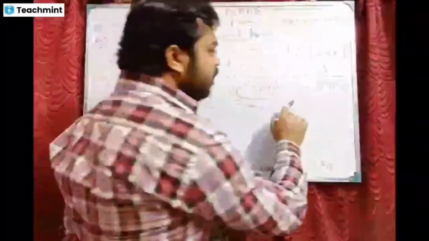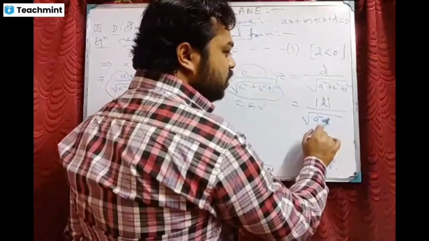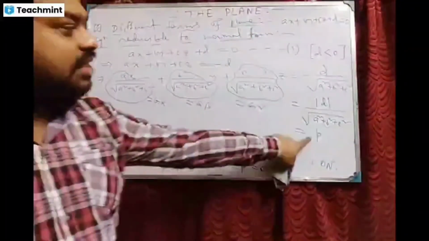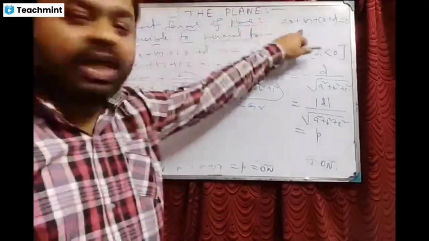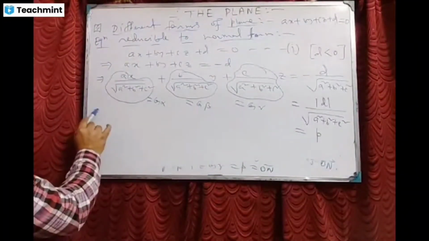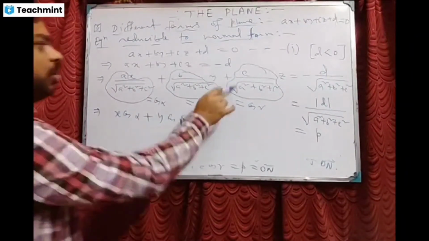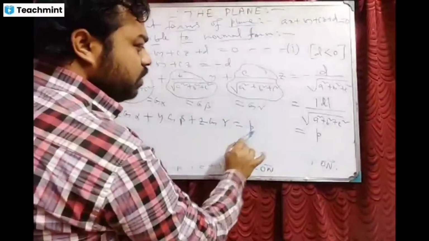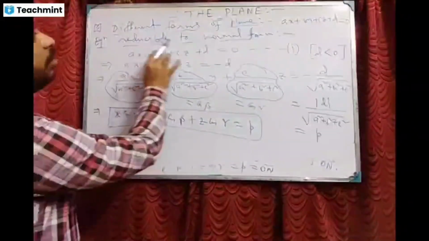Otherwise, you may write mod d by root over a square plus b square plus c square. So this is actually your p. That is, this is the distance from the origin to the plane, because we write the general equation in its normal form. So this means this is your cos alpha. We write x cos alpha plus y cos beta plus z cos gamma equals p, where p is mod d by root over a square plus b square plus c square. So this is the equation reducible to normal form.